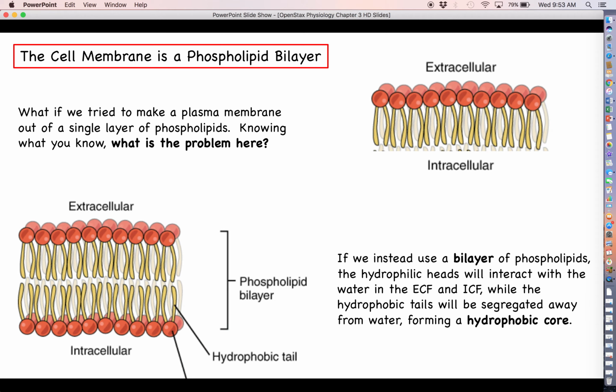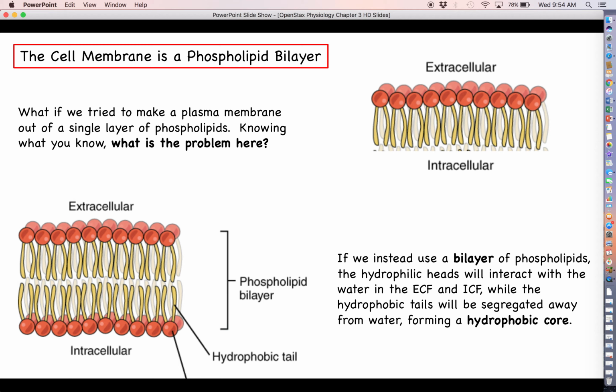Well, clearly the problem there is that since there is water in both the extracellular and intracellular fluid, one side of the molecule will be happy in terms of those red polar head molecules. They will be happy because they are interacting with water. That's exactly what they want because they are hydrophilic. But the tails are not going to be very happy because they are hydrophobic. They are being forced to interact with water even though they do not really want to.